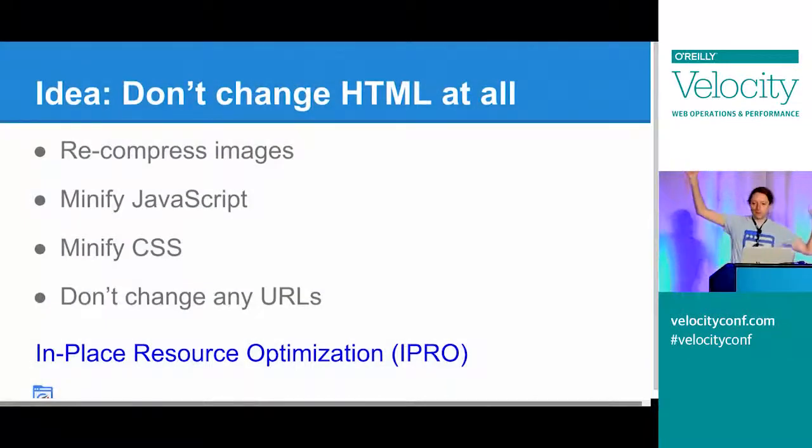Okay, so rewriting can break JavaScript, so let's not change the HTML at all, right? There's still a bunch of optimizations we can do. We can recompress the images. We can minify the JavaScript. We can minify CSS. We can make sure compression is switched on, right? That was sort of point number 2 in Josh's keynote this morning. And we sort of put a label on that, and we call that in-place resource optimization, or IPRO. So when I say IPRO in this talk, I mean do this stuff.